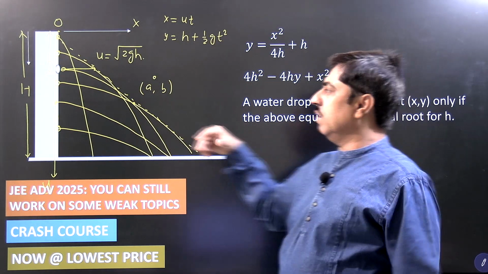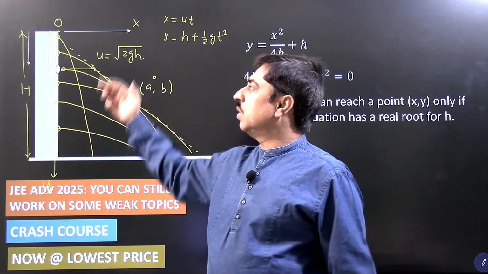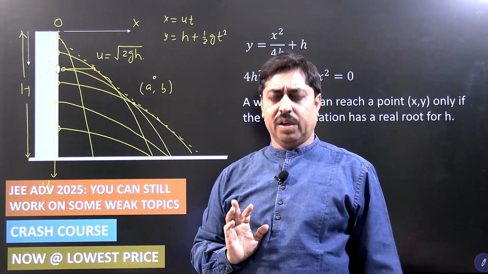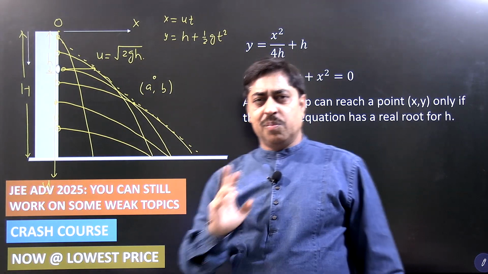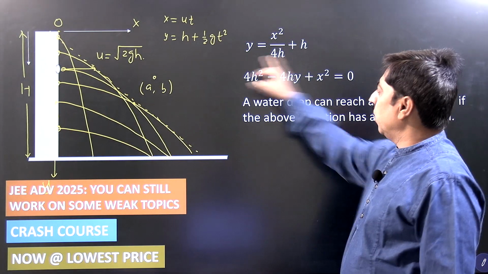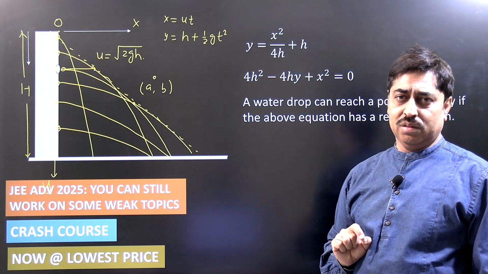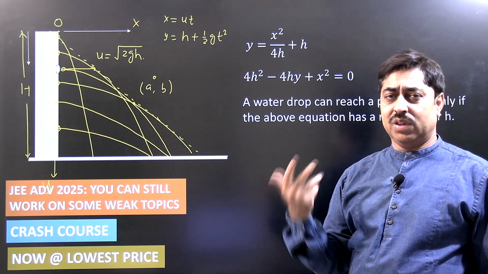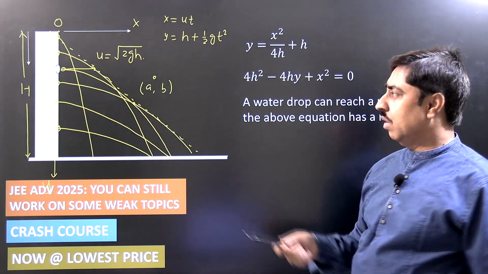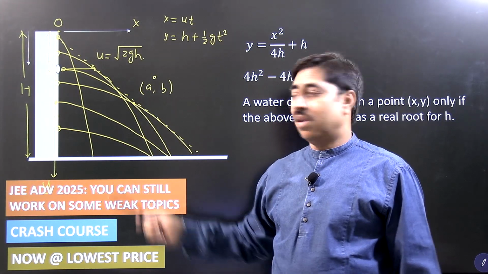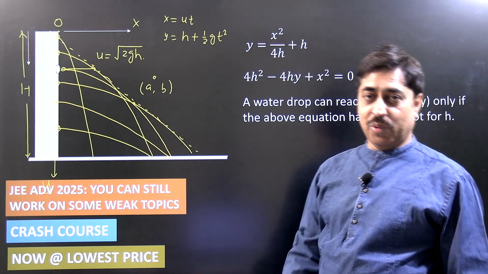If solving this gives me a value of small h which is larger than the given height capital H, then also it does not make any sense. Most importantly, this equation should give us a real value of small h. An imaginary value just does not make any sense, which simply means that for no value of h can we have a water particle crossing through this particular point.